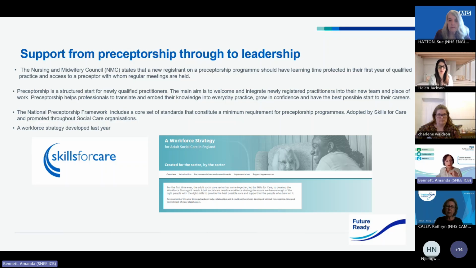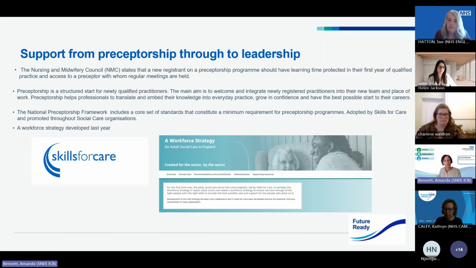So the National Preceptorship Framework was developed, and this will be influencing the preceptorships that many of you would be offered if you went into a hospital or in a community team. You'll be offered a preceptorship course that followed the framework principles. Delighted to say that Skills for Care, who, like Helen said, oversees social care, have adopted this national preceptorship framework.